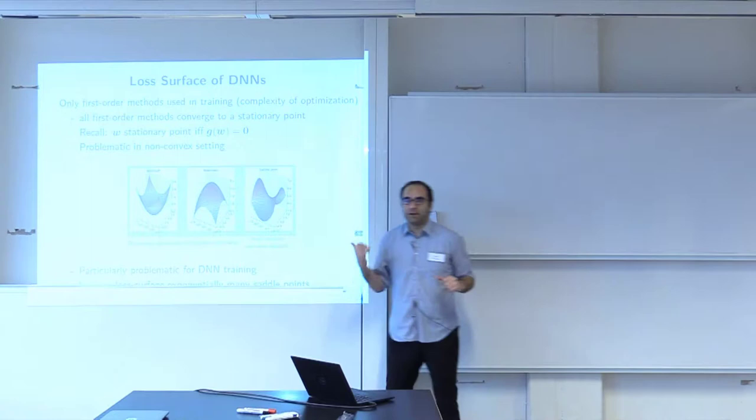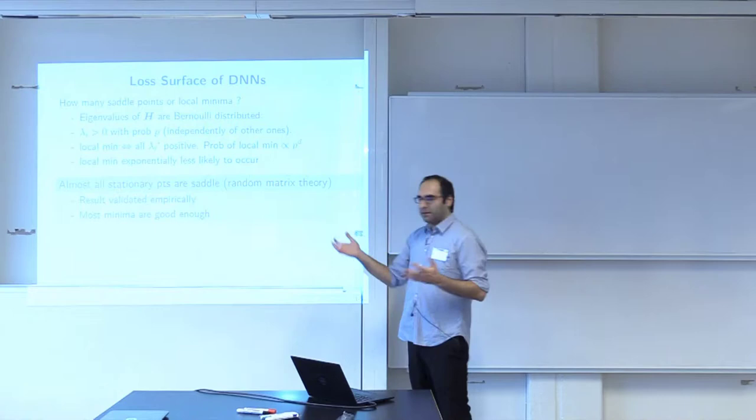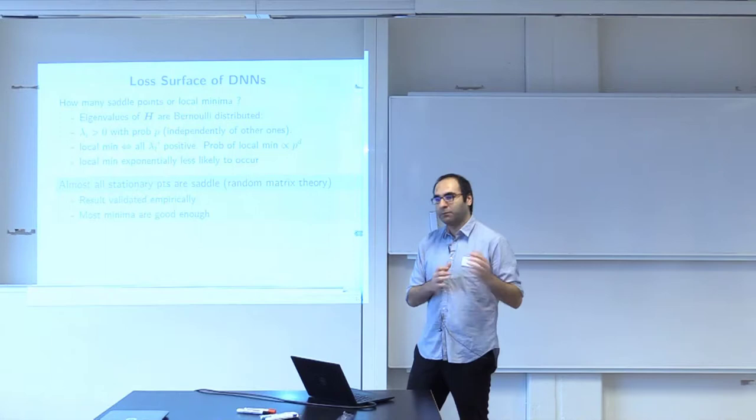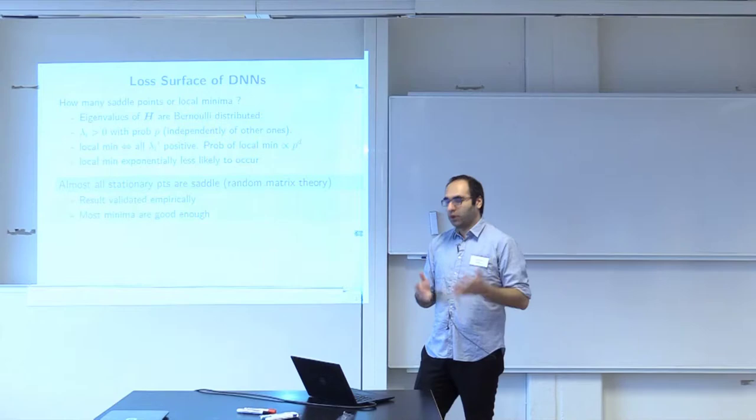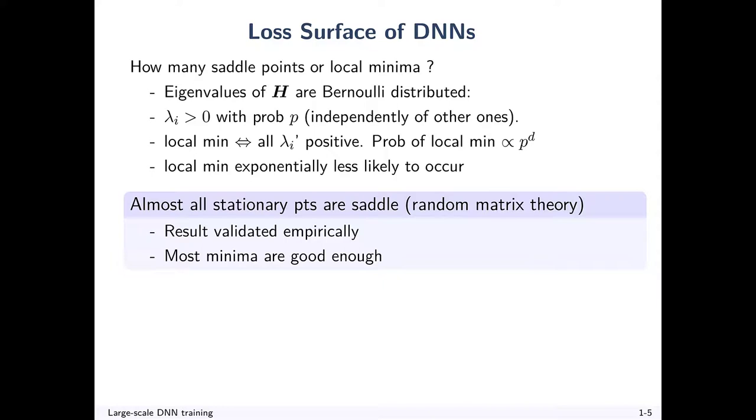Here you can construct a simple argument that comes from random matrix theory, and it goes as follows. Can we compare the number of saddle points versus the number of local minima? Yes, we can construct a simple logical argument. Think about the eigenvalues of H as Bernoulli distributed variables. The ith eigenvalue lambda_i is positive with probability P, and this is independent of all the other eigenvalues.